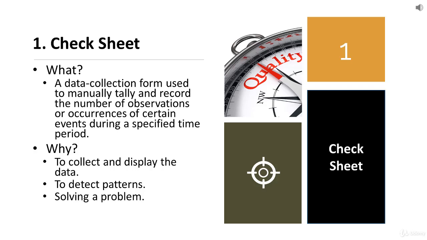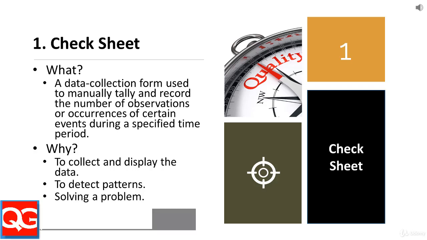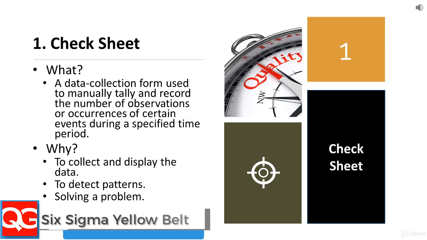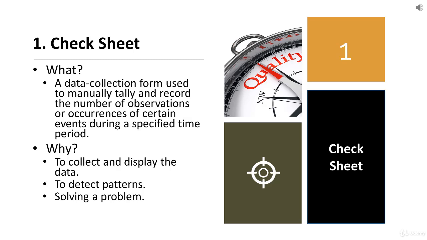So the tool number 1 which we are discussing here is check sheet. And what is that? So check sheet is a data collection form used to manually record the number of observations or occurrences of an event. And what does that mean is, you take a piece of paper, on that you keep on recording that.